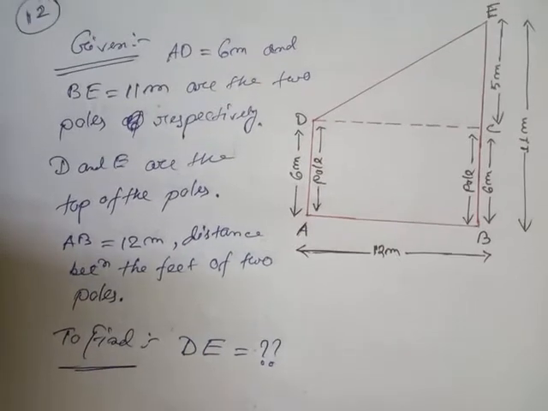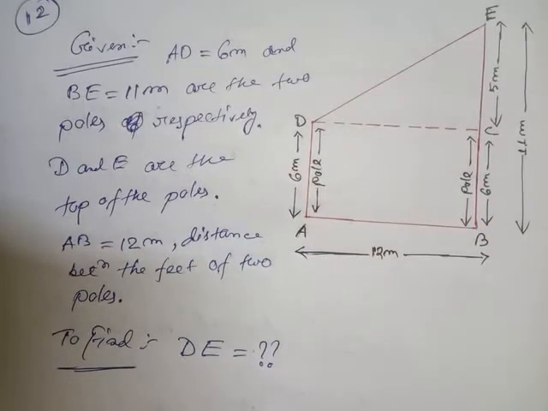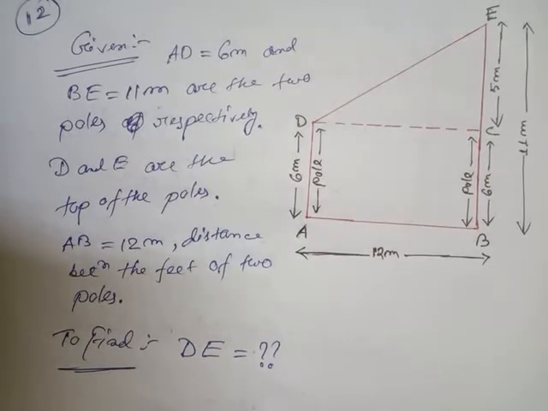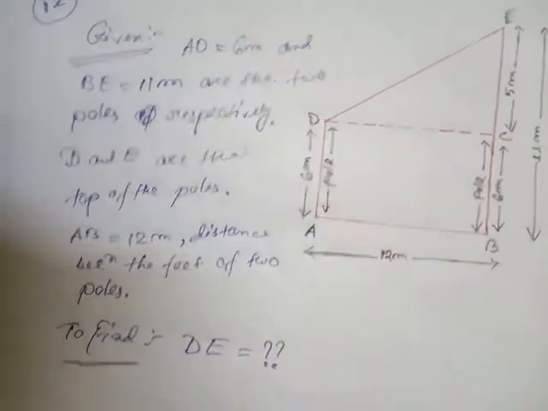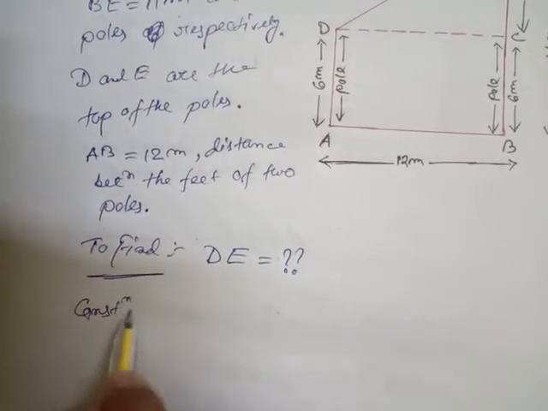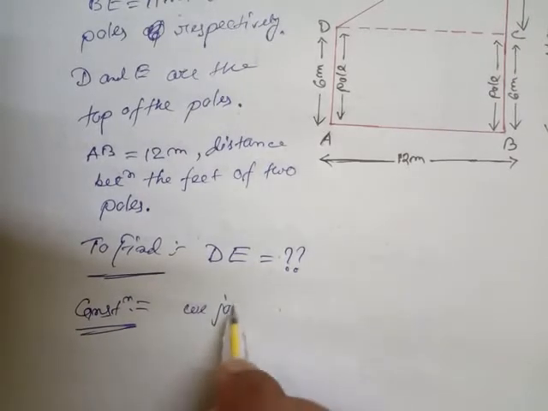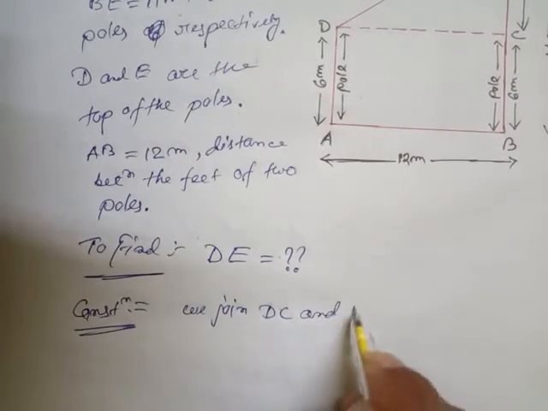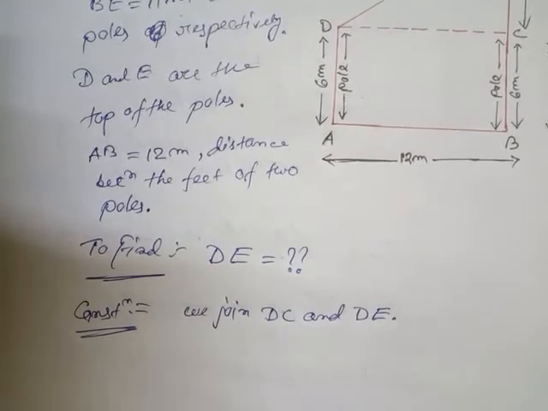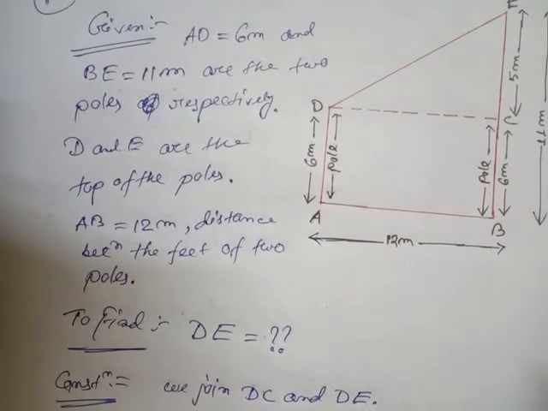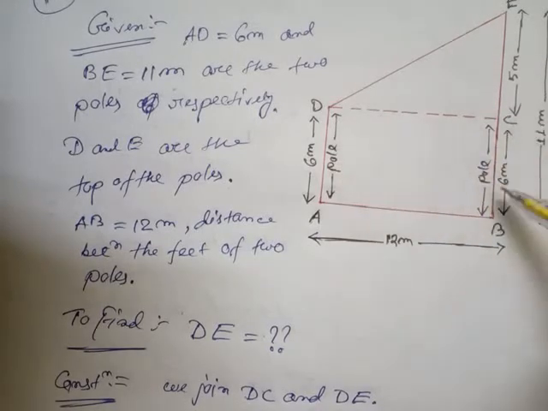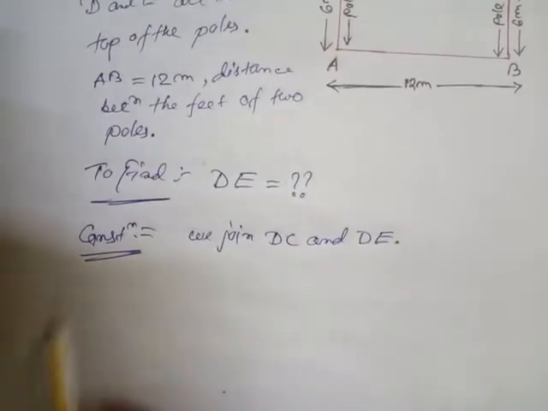Students, now look here, this is DC we have joined here. So we'll write down here construction part, that DC we have joined. So look here, now we'll write down construction that we join DC and DE. Now look, students, after that, as we know that ABCD is a rectangle, so we know that opposite sides of a rectangle are equal. So if BC equal to AD, so AD equal to 6 meter, then BC is also 6 meter.